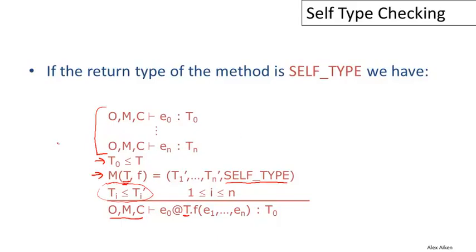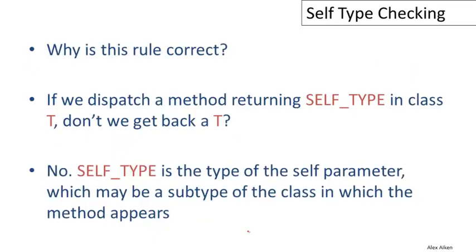And then the only thing that's kind of curious about this rule is that the result type here is again T0. And why is that right? It could have been a T. It could have been the type to which we statically dispatched. And it's not, because self-type is the type of the self parameter. And even though we're dispatching to a method in class T, the self parameter still has type T0. And recall that T0 is a subtype of T.